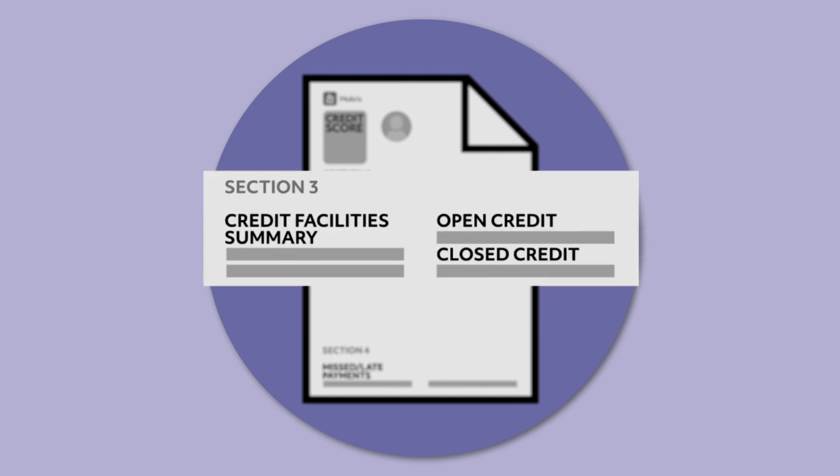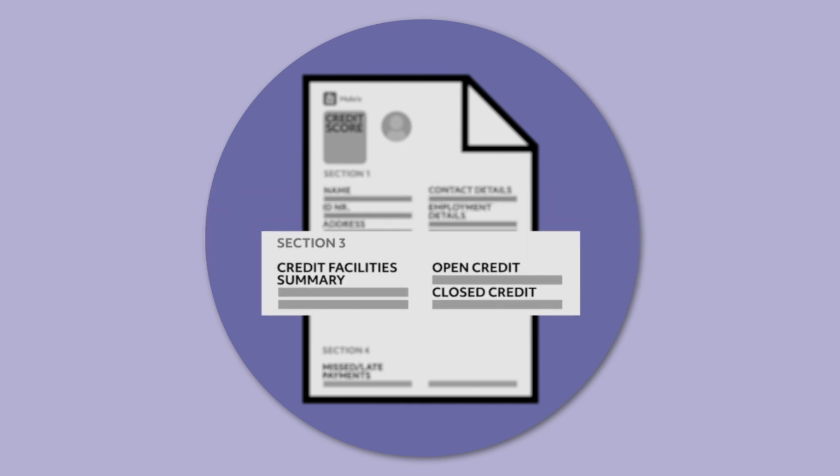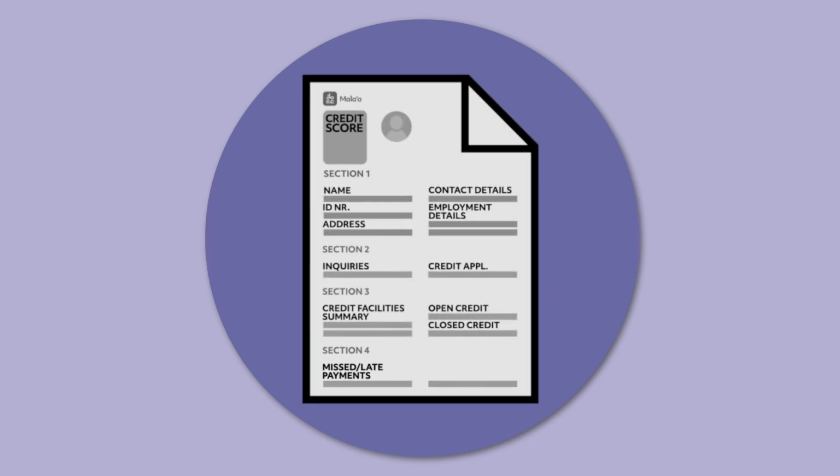The third section lists your credit facilities summary and then details all your open and closed credit facilities by different credit providers, like banks, financing companies, telecom providers, etc. The last section covers your credit payment history, including any missed or late payments.